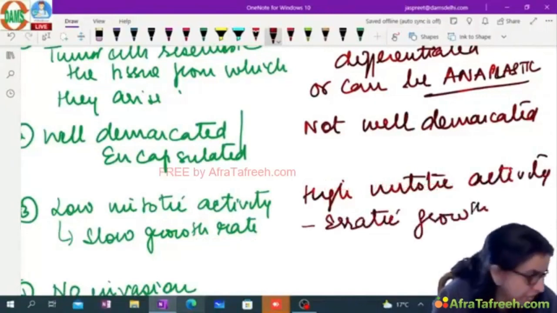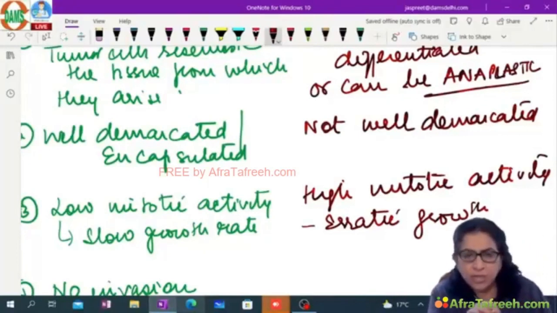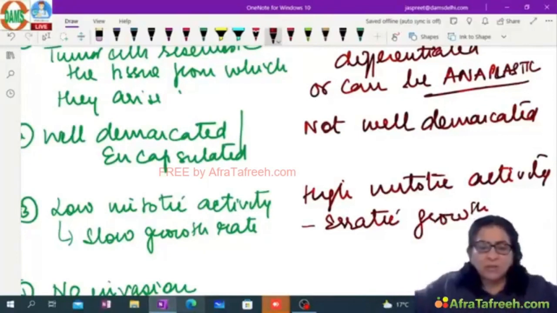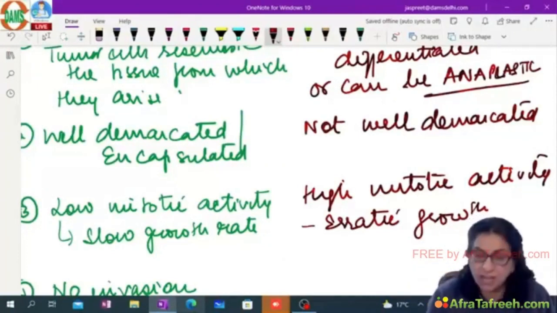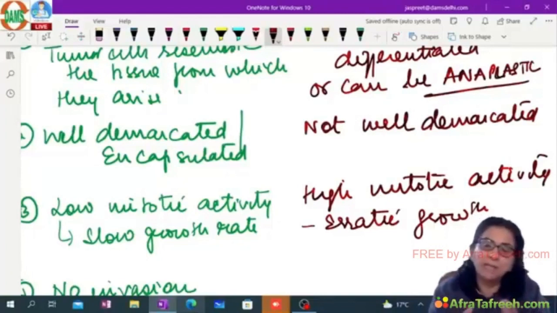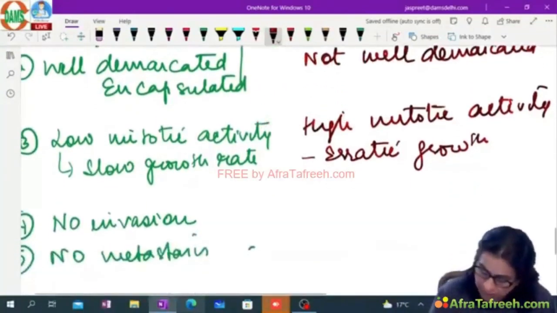Erratic growth means they may grow slowly, then suddenly start growing very rapidly. Then they may stop growing, and again start growing rapidly. So that is erratic growth rate. By and large they grow rapidly. Right now they may be growing slowly, but then suddenly they will start growing rapidly.